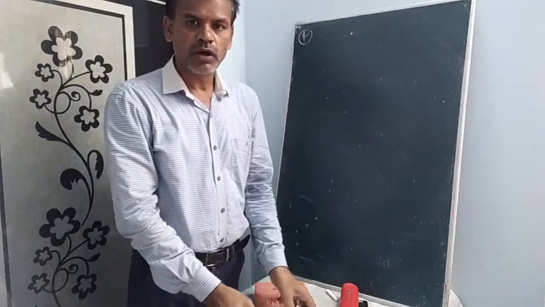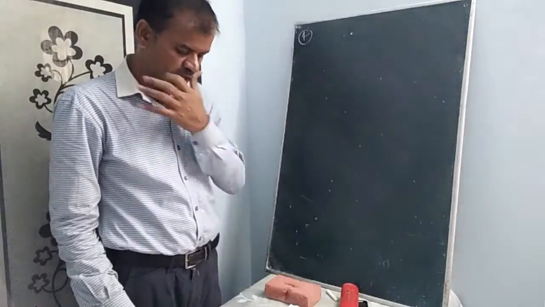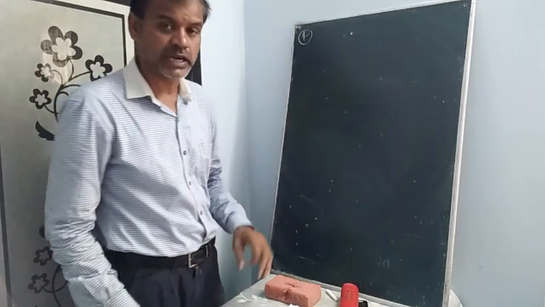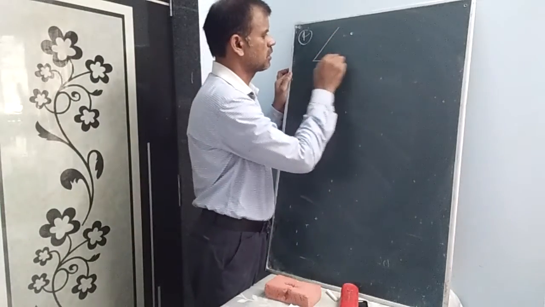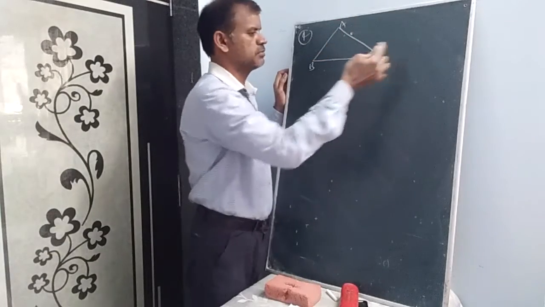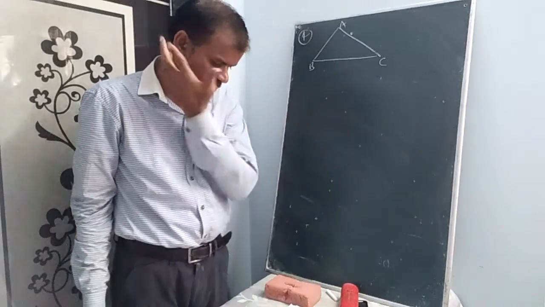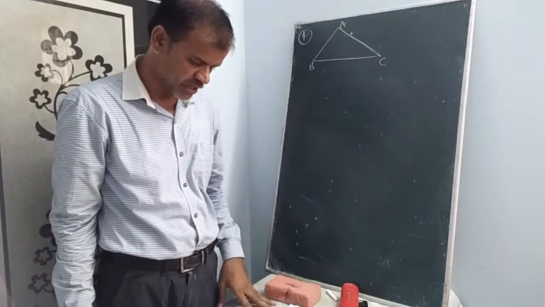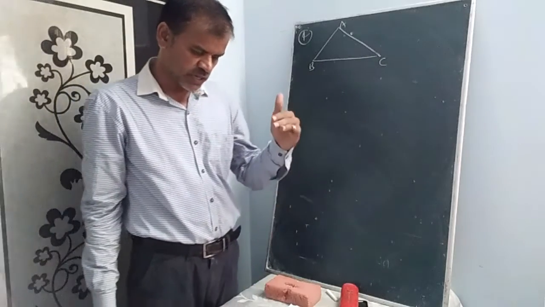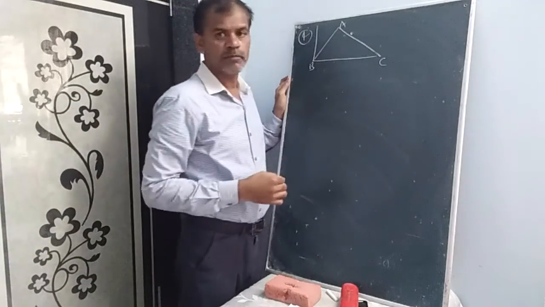Fourth question. A pole of height h stands at one corner of a park in the shape of an equilateral triangle. Draw the equilateral triangle and put the names A, B, C. One corner, any corner you can understand. If alpha is the angle which the pole subtends at the midpoint of the opposite side, let here there exist a pole.